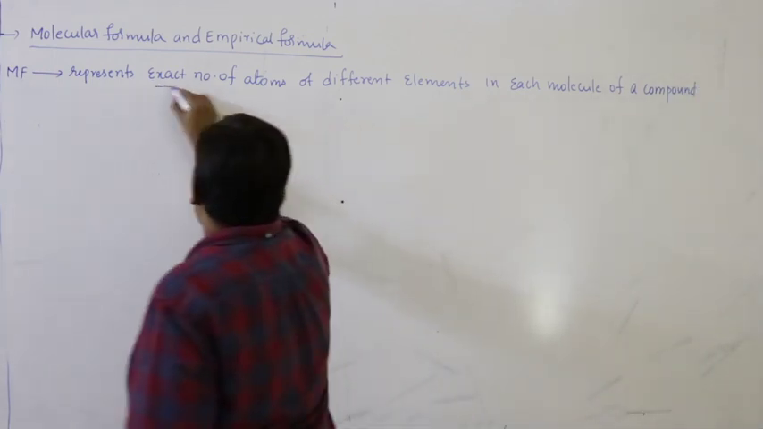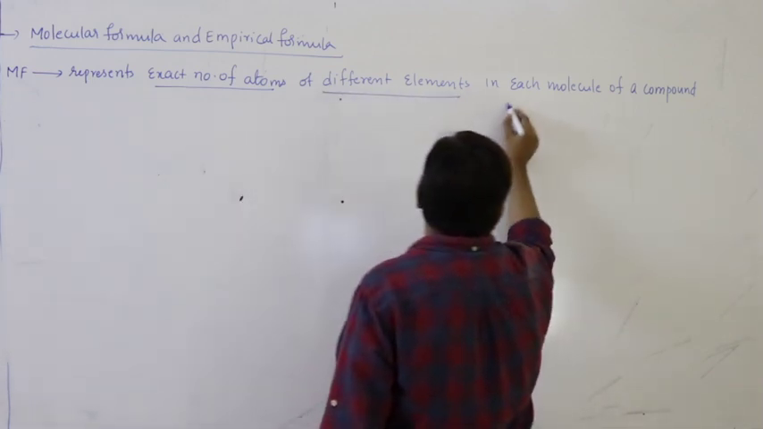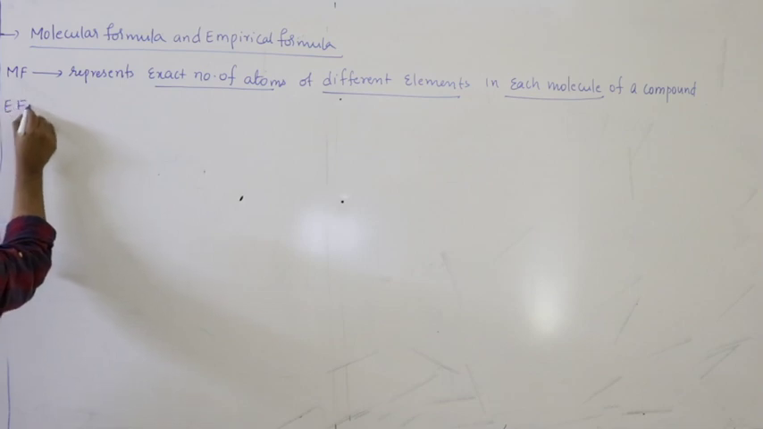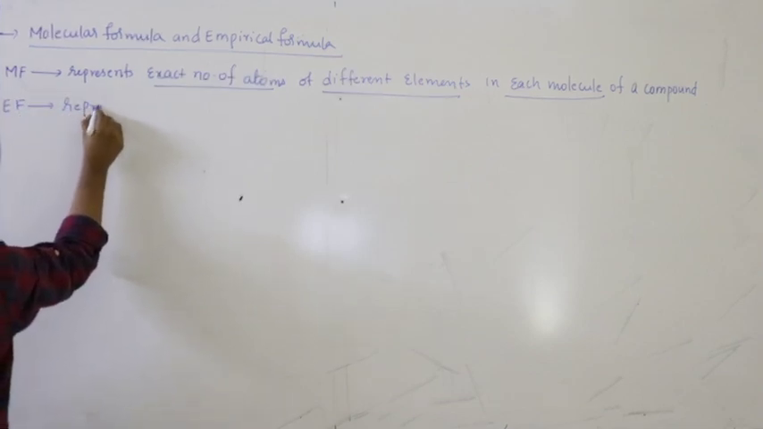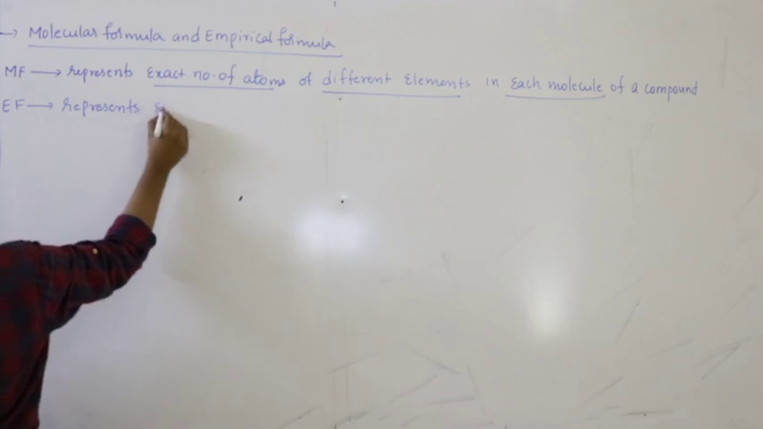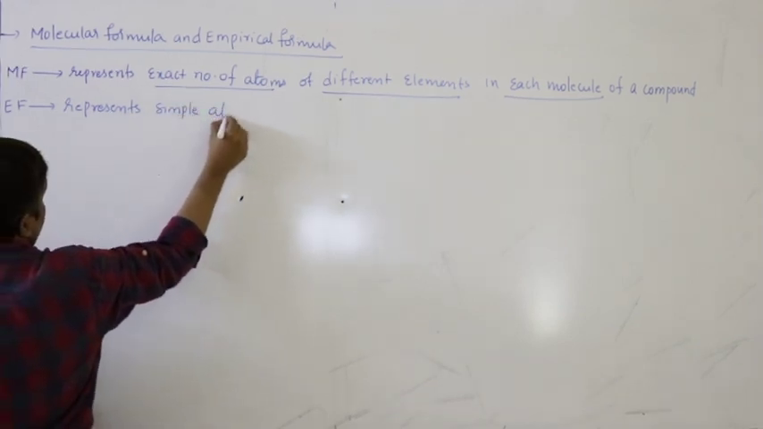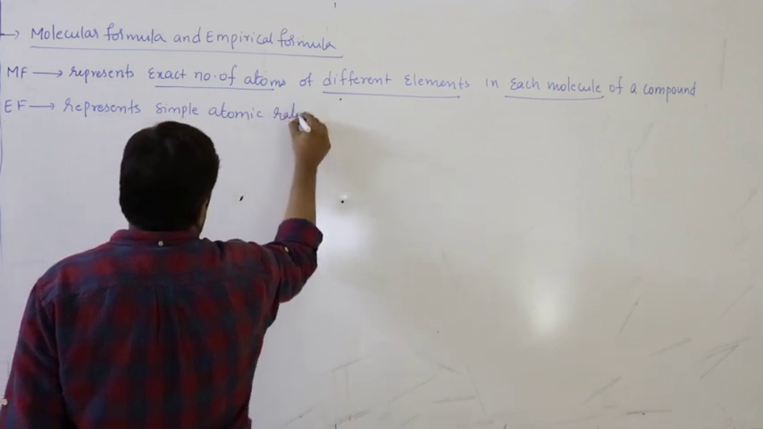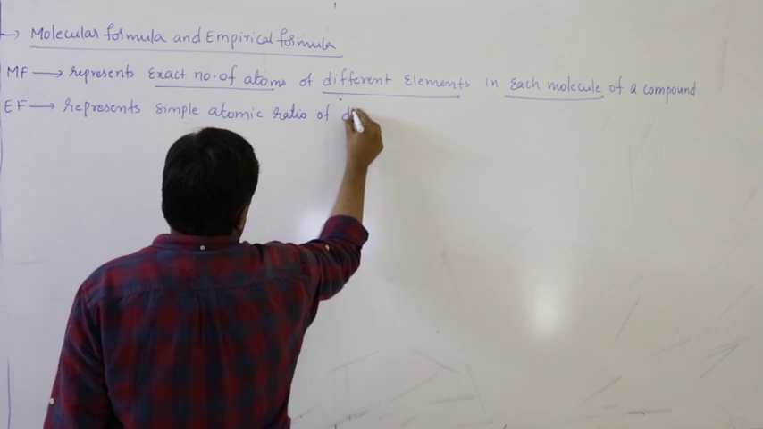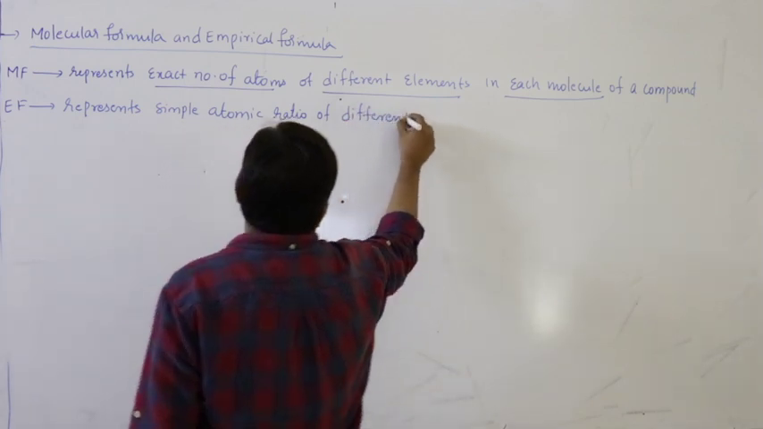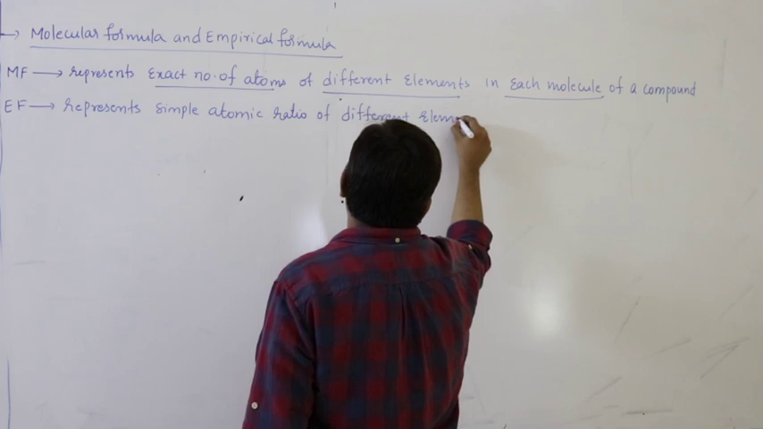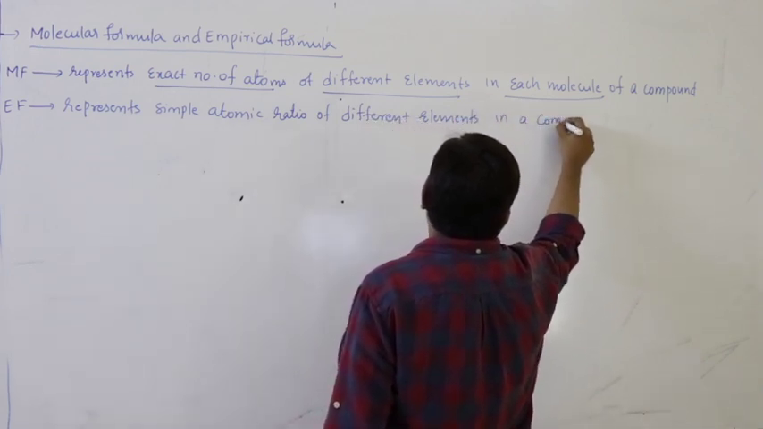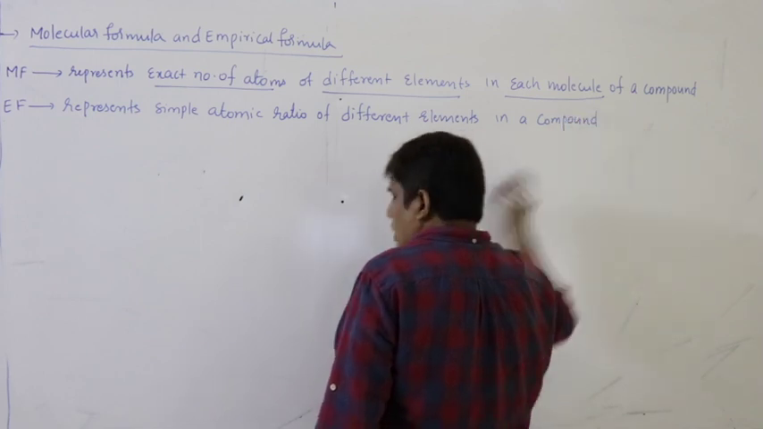Exact number of atoms of different elements in each molecule, whereas empirical formula, shortcut EF, represents simplest or simple atomic ratio of different elements in a compound, in each molecule of a compound.